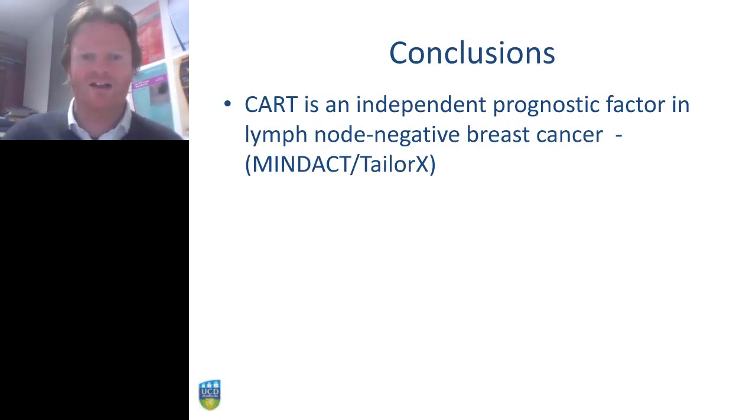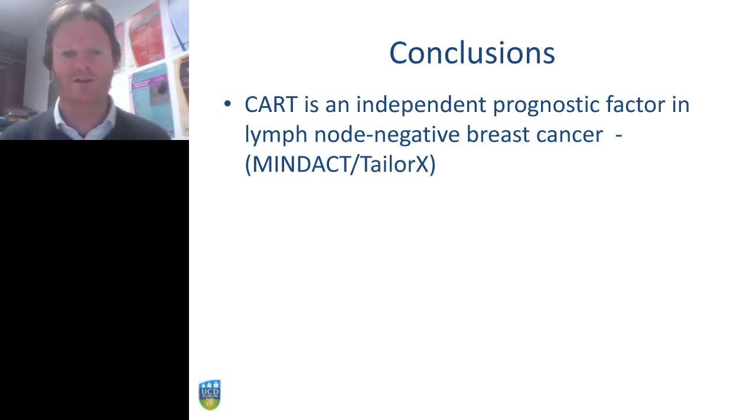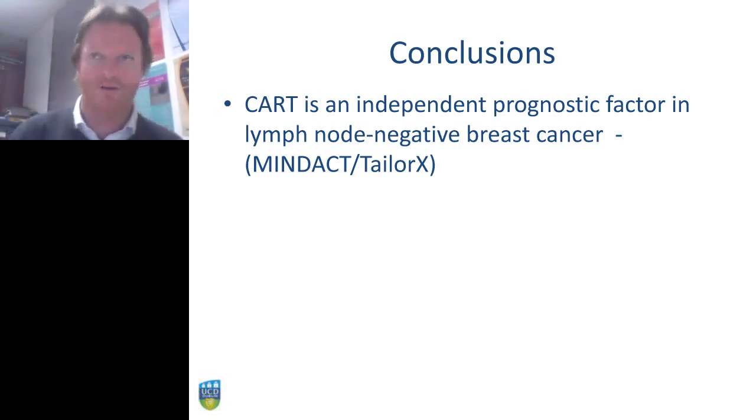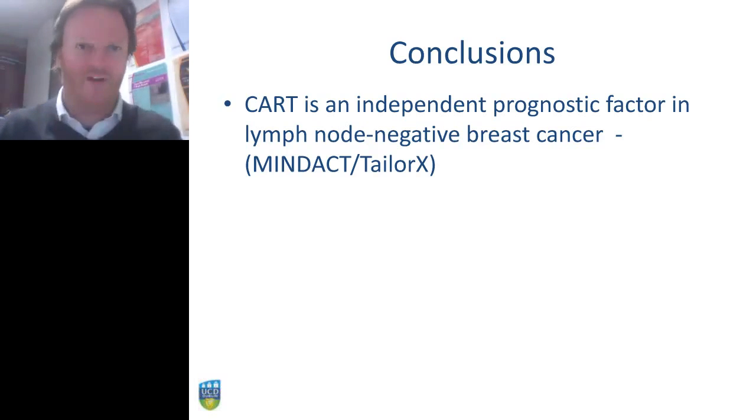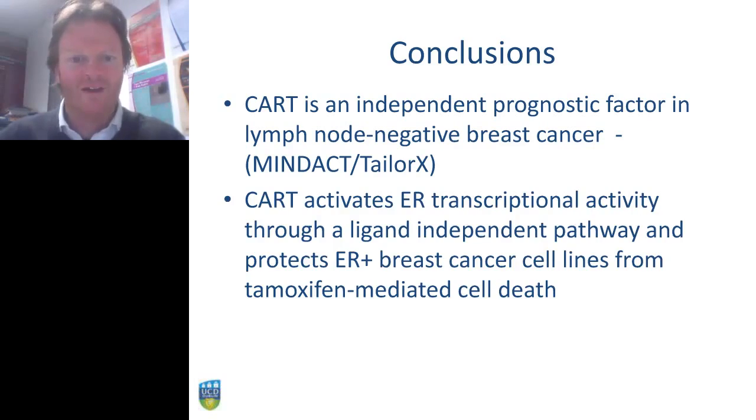So currently what we're doing is examining CART levels in intermediate patients from the TAILOR-X trial, so patients who have a discordant diagnosis where we don't know whether they need to get chemo or whether hormone therapy alone is sufficient. So they've been randomized to get one or the other. And we're looking at CART in those patients to see whether it can help to determine whether they need to get chemo or don't need to get chemo.